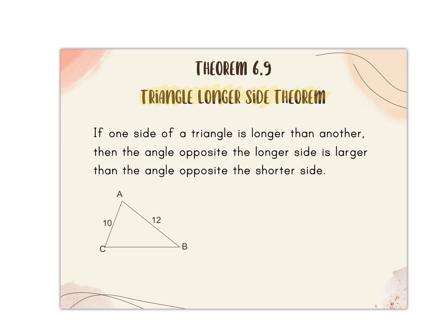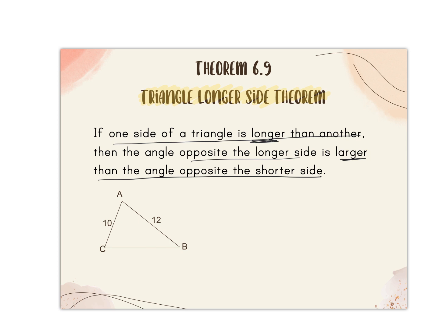It says that if one side of a triangle is longer than another, then the angle opposite the longer side is larger than the angle opposite the shorter side. Okay, so that's a lot to take in. It's really not that complex.